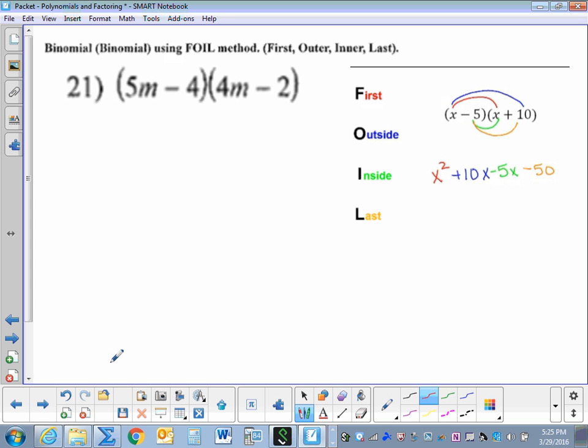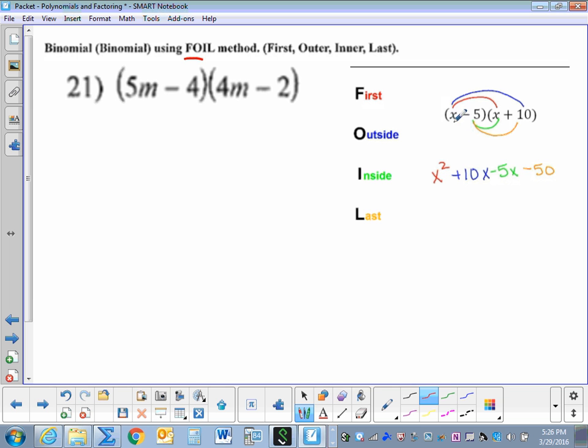Another way we can multiply binomials together is something called the FOIL method. FOIL is an acronym for first, outer, inner, last, and that refers to the terms of the two binomials. So in our example here, we have x minus 5 times x plus 10. The x's are the first term, so we would multiply those together first.